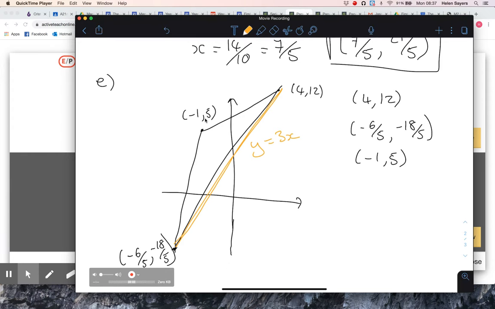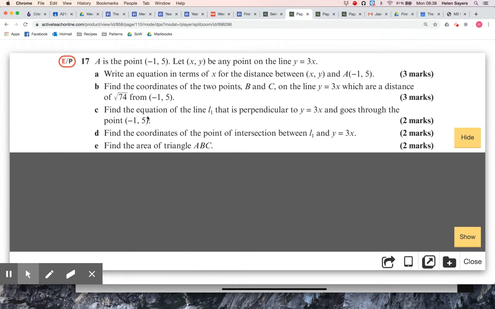Oh yeah, so basically, I already knew, in the original part of the question I was working out the distance of this from the line y equals 3x. I know it does not look like it on my dodgy sketch, but that's actually an isosceles triangle where both of those are root 74. And what else have I found? Yep, right.